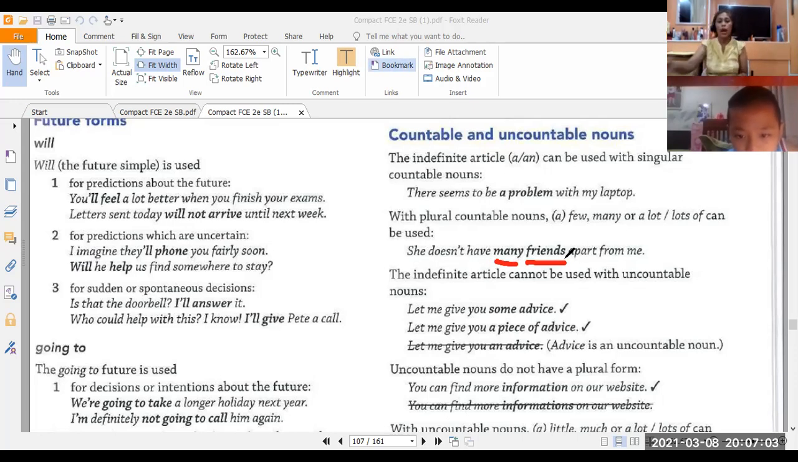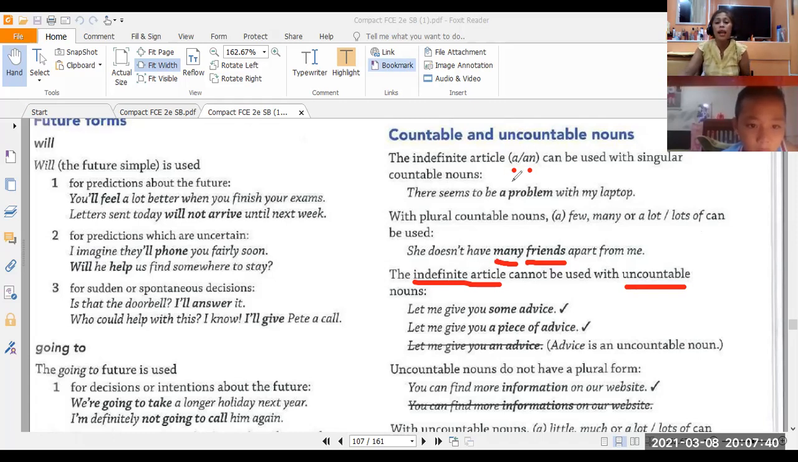Now, let us have uncountable nouns. Nouns that cannot be counted. We cannot count them. Okay. So what is the indefinite article? It is a or an. Indefinite article is a or an. A or an cannot be used for uncountable nouns. You cannot say unwater. You cannot say that one.